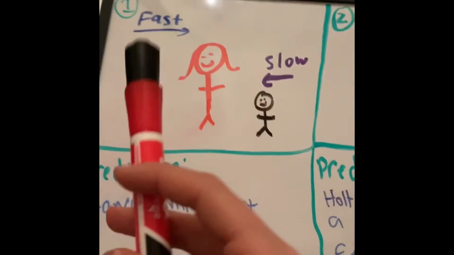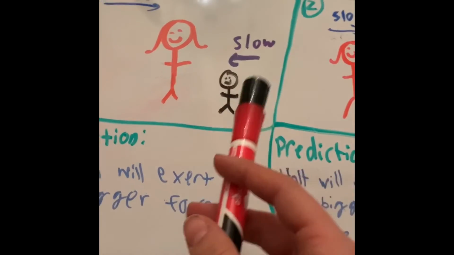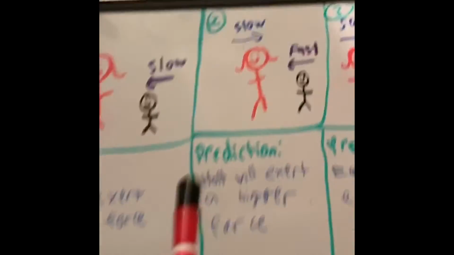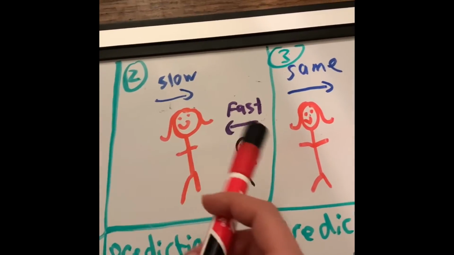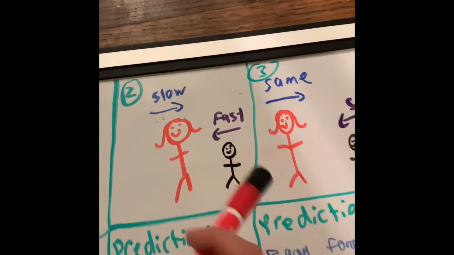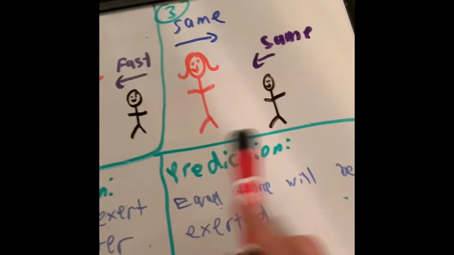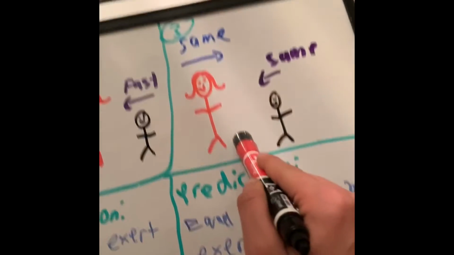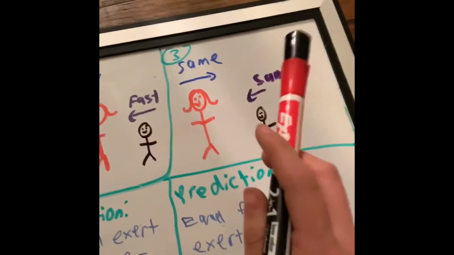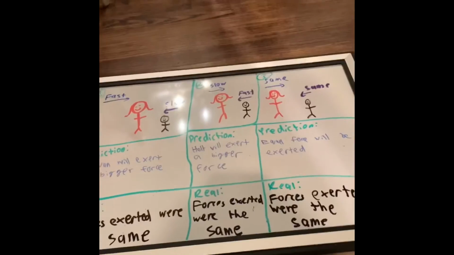So let's review. When I, with the bigger mass, was going fast towards Holt with the slower mass, the forces were the same. When I was going slow and he was going fast, I still have the bigger mass, the forces were the same. And when we were both going towards each other at the same speed, even though we had different masses, the forces were the same. This proves Newton's third law.